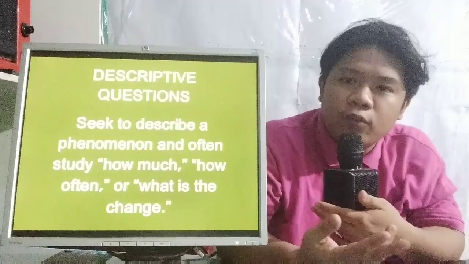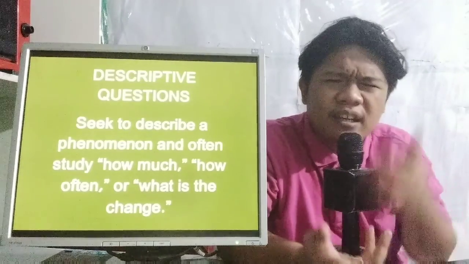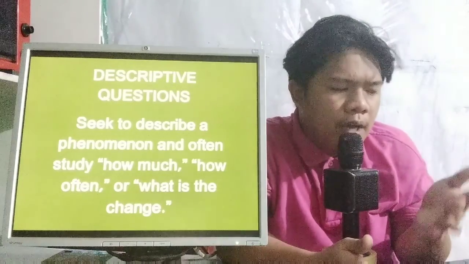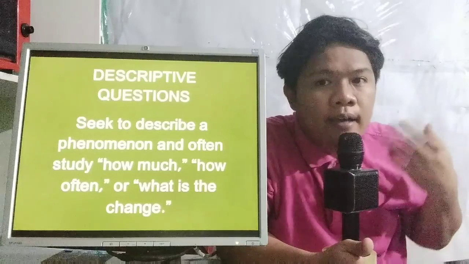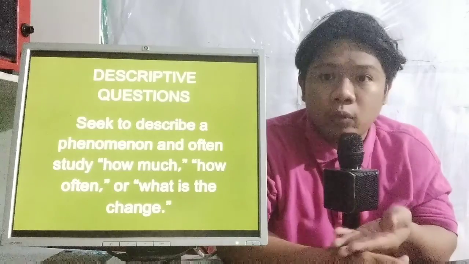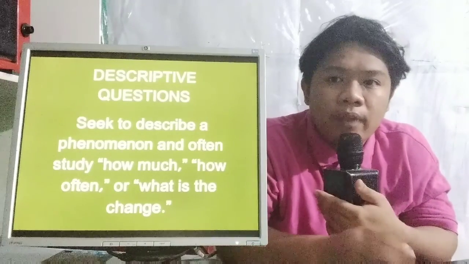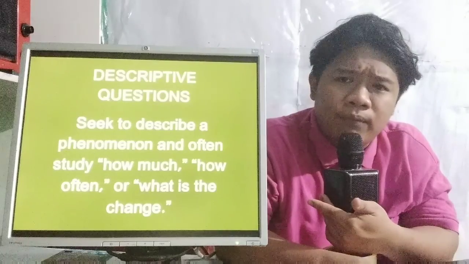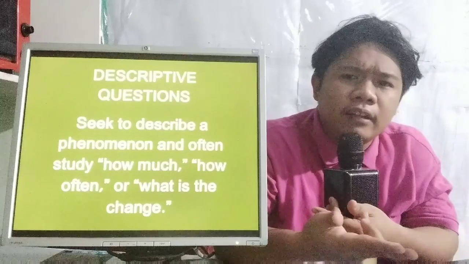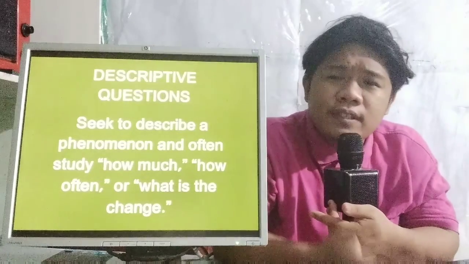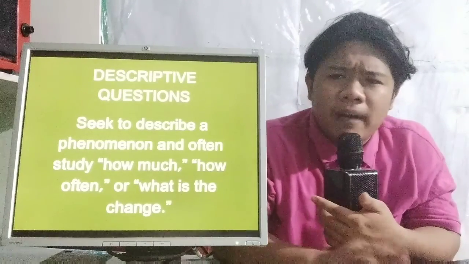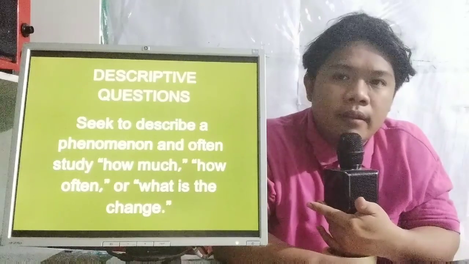For the second type of question, we go to the most basic type of research questions, which is the descriptive questions. The descriptive question basically seeks to describe a phenomenon and often studies how much, how often, or what is the change that is manifested in the results or the expectations that will be presented in the study. In writing the descriptive question, another way to view this is how to answer the question what. We need to describe the scenario and provide certain background information to further substantiate the study. It's by far one of the most basic types of questions to be written in the statement of the problem.